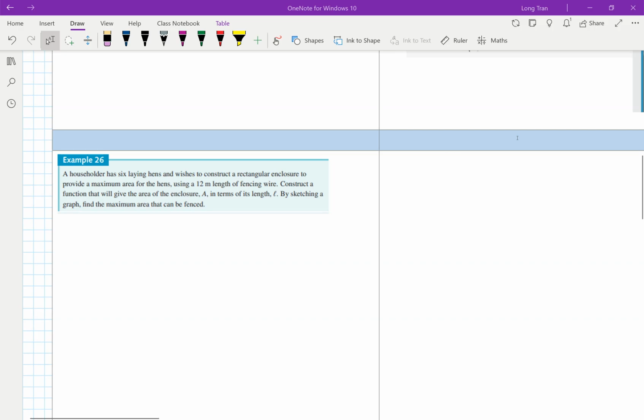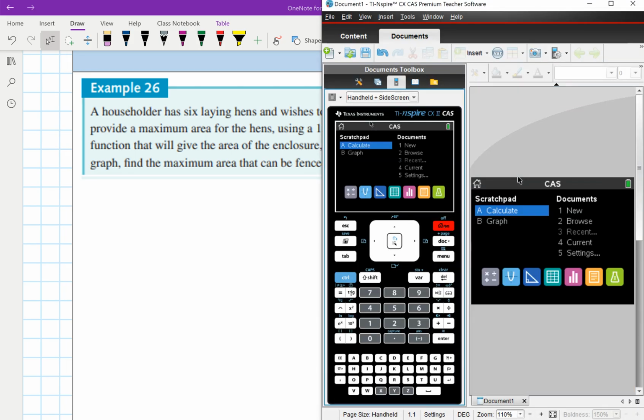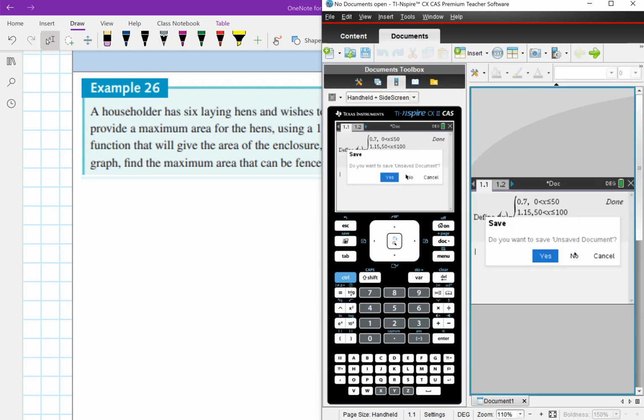Hey there, year 11s. We're going to do example 26 here. What you do here essentially is you're trying to problem solve, and remember you can use a CAS. I'm just going to get my CAS out and clear. Let's do a new page here.